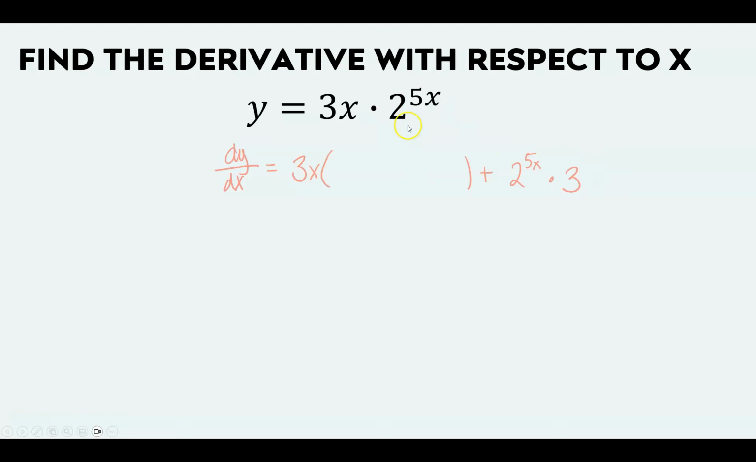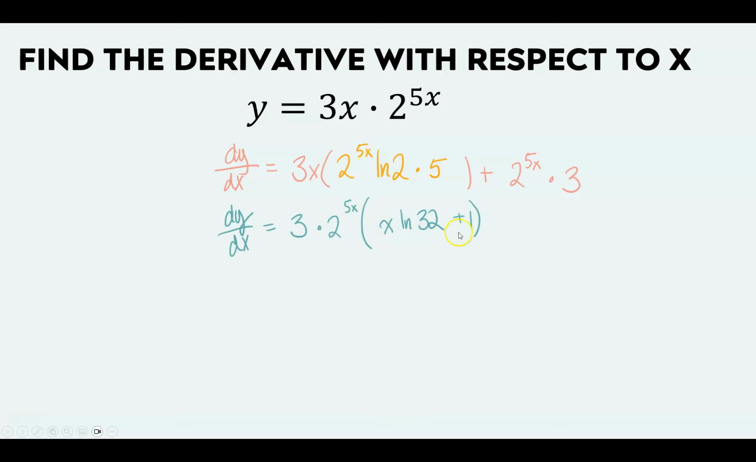Okay, so now we can just focus on the derivative of 2 to the power 5x. And this is the one people forget. So the derivative of e to the x is e to the x. The derivative of 2 to a power is 2 to that same power, natural log of the base. And don't forget chain rule on that 5x.